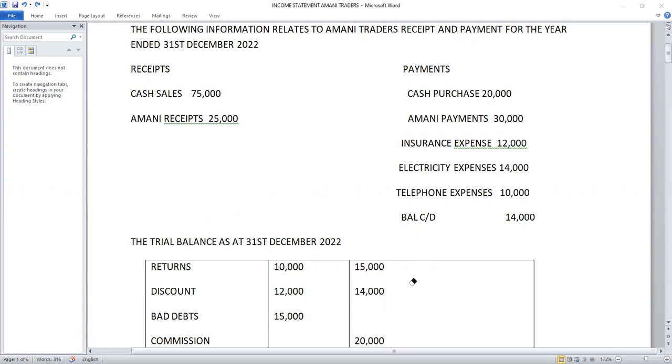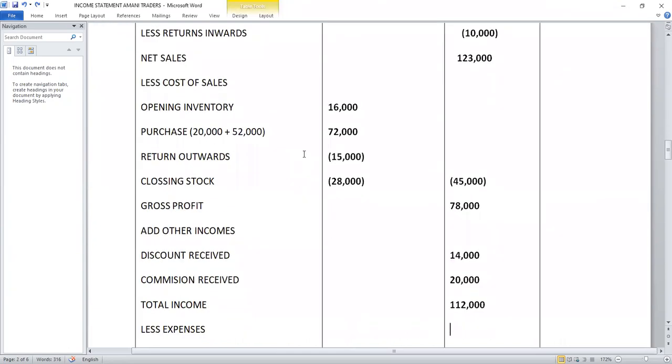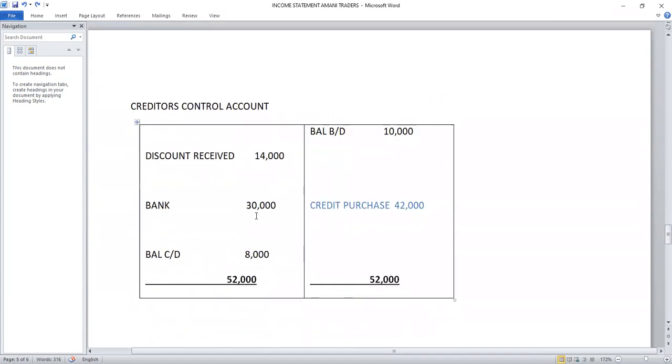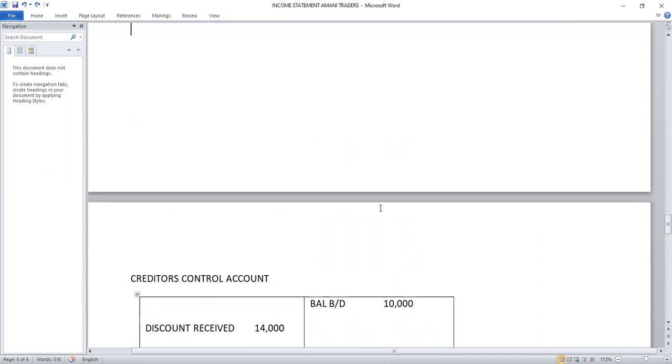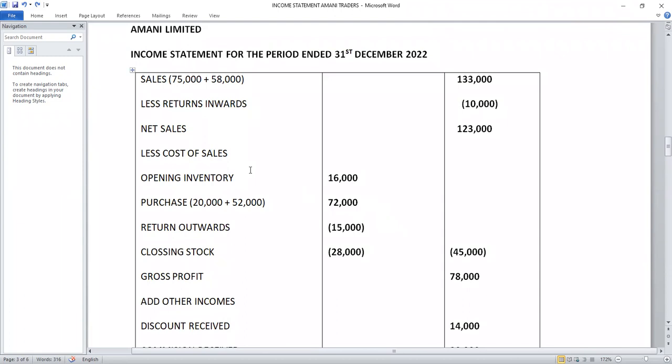So we continue. So guys, that amount we are going to credit it. Since it was credited, we are going to debit it in the creditors control account. So that's why we have bank of 30,000 here. Then the difference becomes a credit purchase of 2,000, which we are going to take in the income statement for 2,000. So we have here for the 2,000 purchase 52 plus 20.